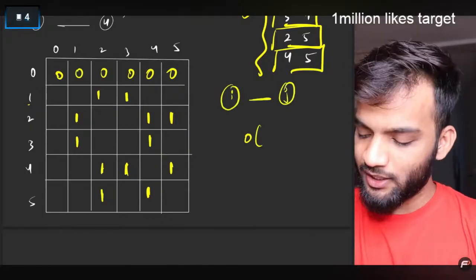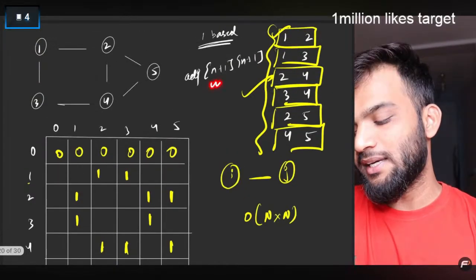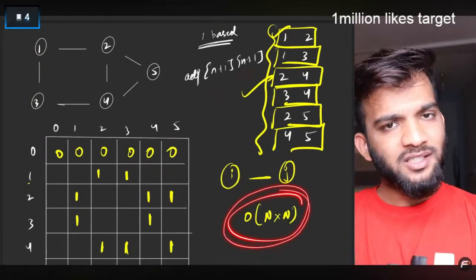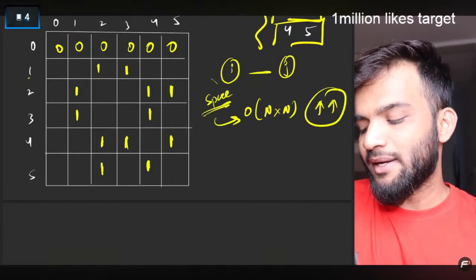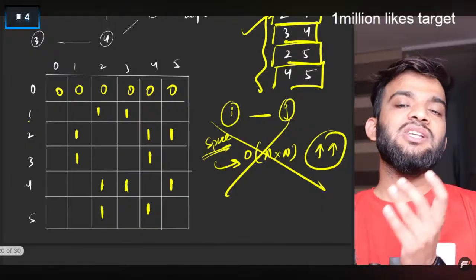Now, how much space are we using? I can say I'm using n square space because I'm taking n plus 1 into n plus 1, which is near about n square space. This is where this method is not appreciable because it ends up taking a lot of space. Thereby, this method is not used widely, but you can use it if the graph is a smaller graph.